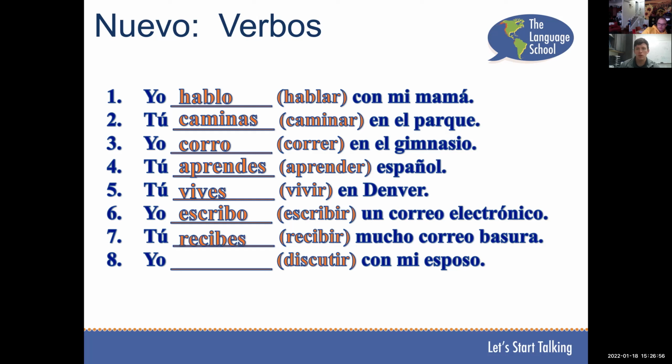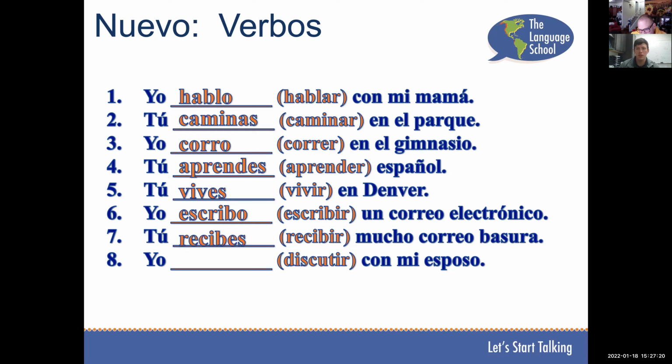Tú recibes mucho correo. ¿Qué significa correo? Correo means mail. ¿Qué significa correo basura? So basura means trash. In this situation, junk mail. Mail, correo, basura. Okay.